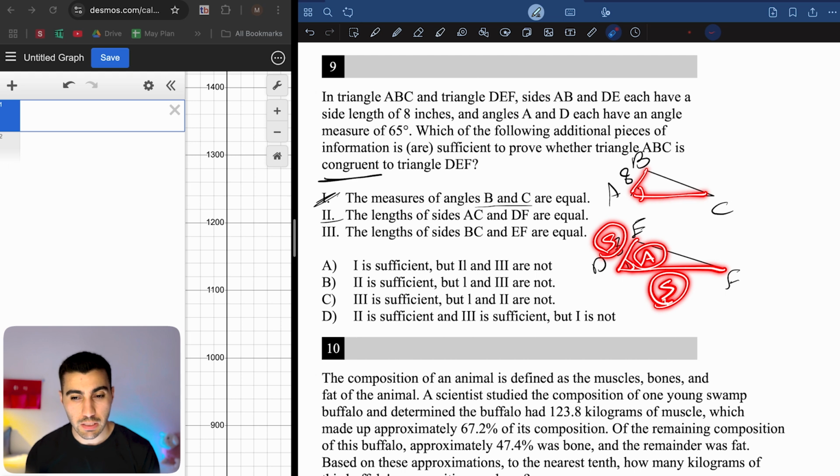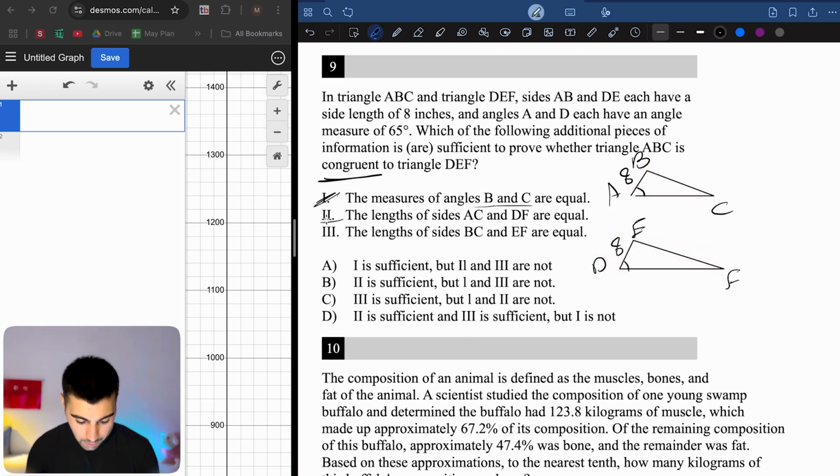And the important thing here is that they are always testing you with the angle being between these two sides or not being between the two sides. So here it's between the two sides. It should be between the two sides, otherwise it's not congruent. So this one is correct. Okay, 2 is correct. Let's check the next one.